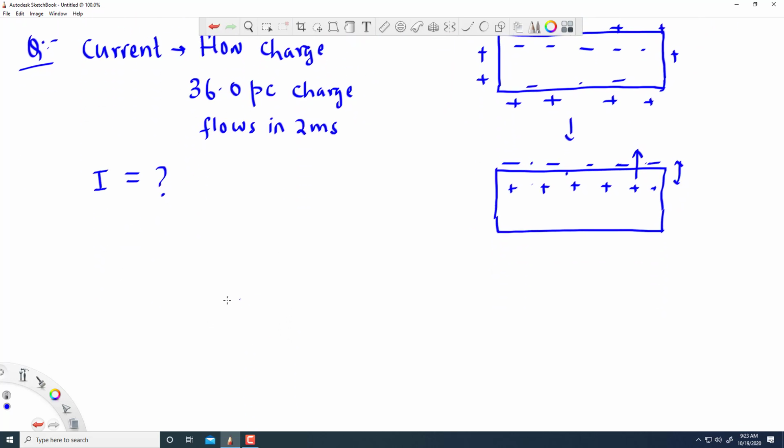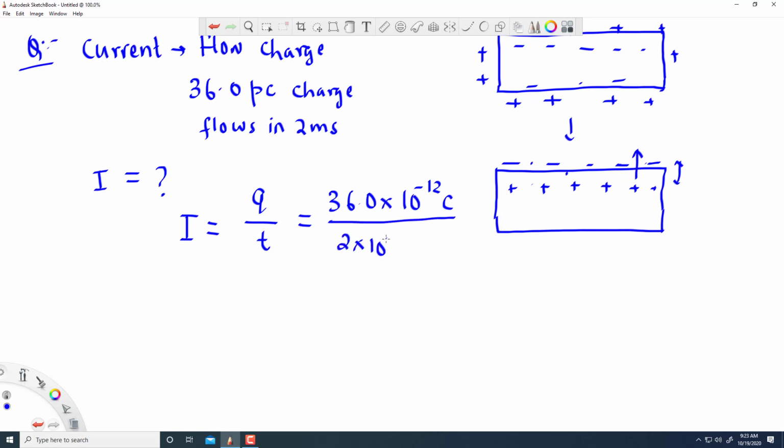So we know the formula for I is Q over T. Charge here is 36 picocoulombs, which is 10 to the negative 12 coulombs, and the time is 2 milliseconds, 2 times 10 to the negative 3 seconds. That gives us I. And I is measured in amperes. You can also say coulombs per second, but usually it's measured in amperes.